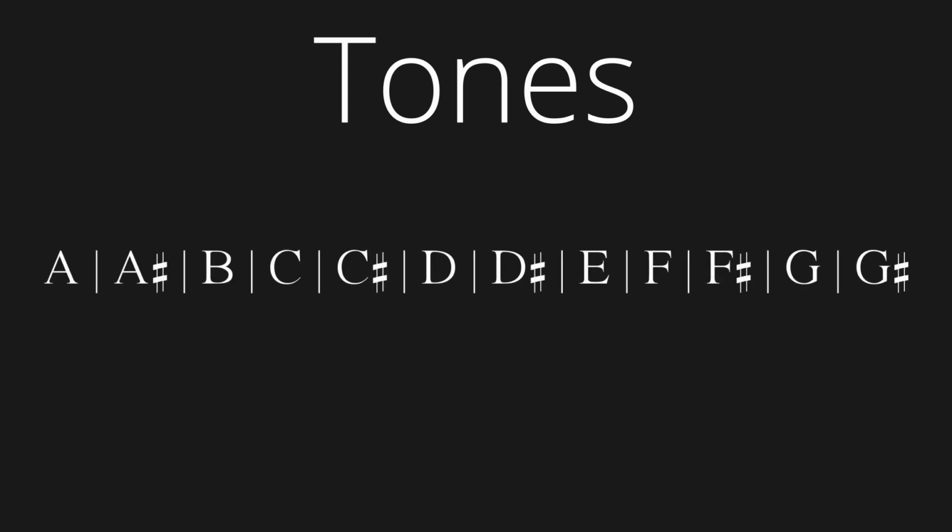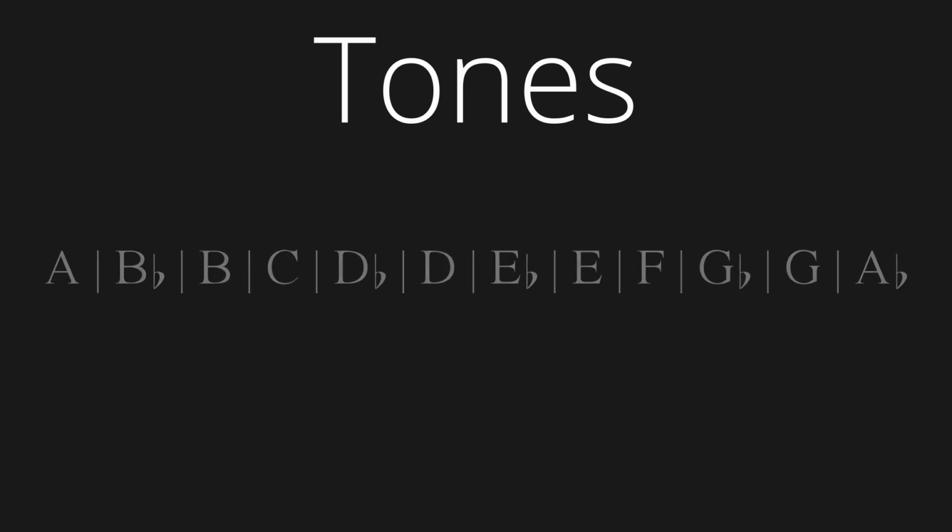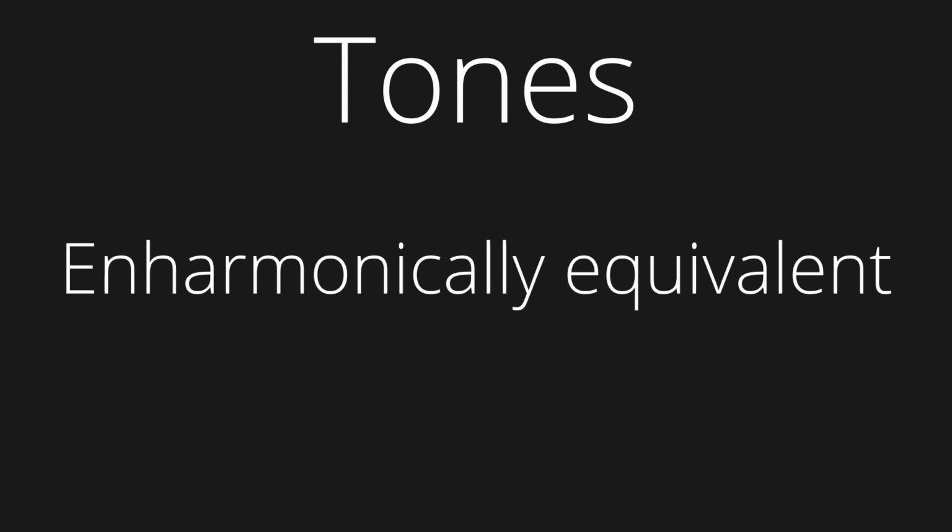Given this nomenclature, every one of the 12 tones can be written. It is also possible to write a tone in multiple ways. For example, A sharp and B flat, or E sharp and F. These pairs of tones are called enharmonically equivalent, as they correspond to the same sound on the piano and other instruments.